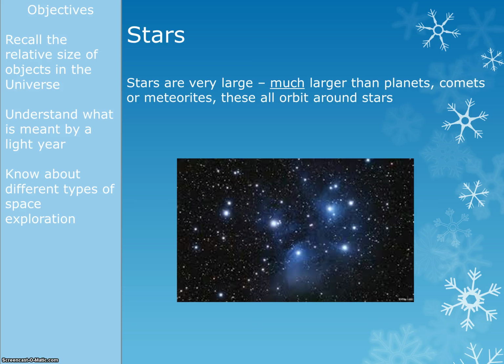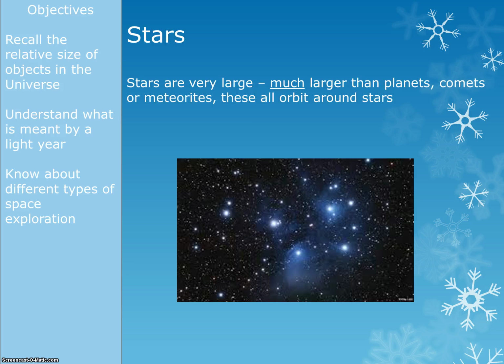So stars, I did say stars are large. Just to give you an idea of how large, our star, the sun, is a pretty typical average star. It's not particularly big, it's not particularly small, but it is around 110 times bigger than the planet Earth. So take the planet Earth, 110 of them, and you're about the size of our star.